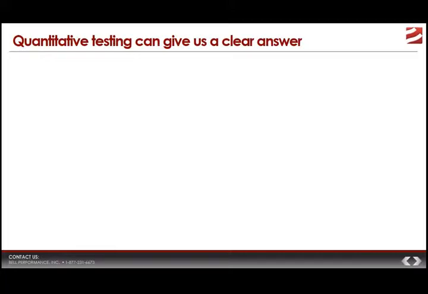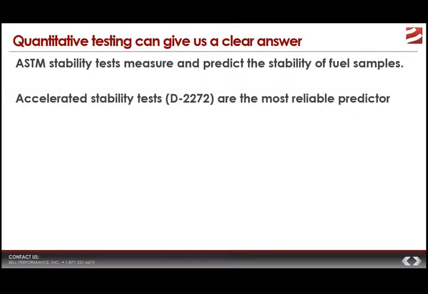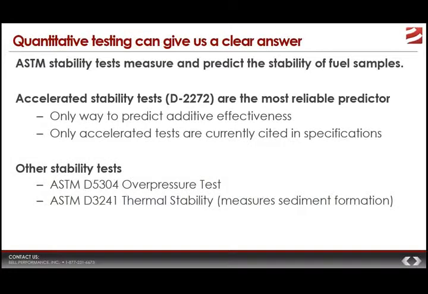What you also need to do is quantitative testing. And by quantitative testing, what we mean is ASTM stability tests. These are the only reliable way to predict and assess the stability of a fuel sample. The key one that's spec'd in the diesel fuel specification is the D2272, the Accelerated Stability Test. It's the only one that is the legal definition of how stable a fuel is. Now there are other ones, like an overpressure test, and one for thermal stability, but most diesel fuel users aren't really going to have to mess with those.